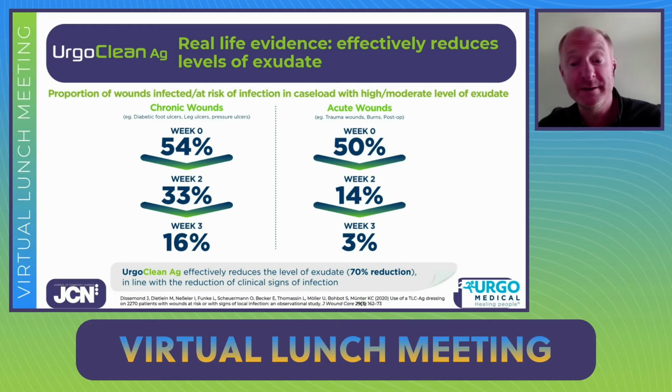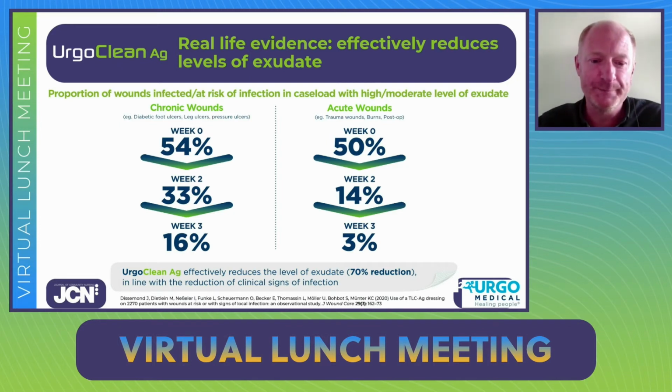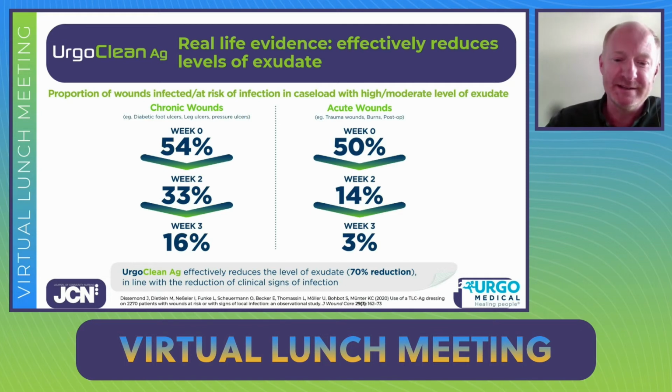And on the right-hand side, you can see that when using UrgoClean Ag, acute wounds producing high or moderate levels of exudate fell from 50% at week 0 down to just 3% by week 3. So UrgoClean Ag effectively reduces level of exudate in line with the reduction of clinical signs of infection.